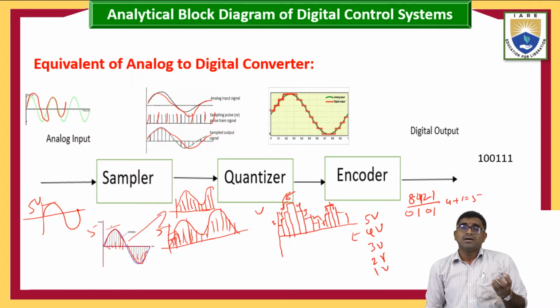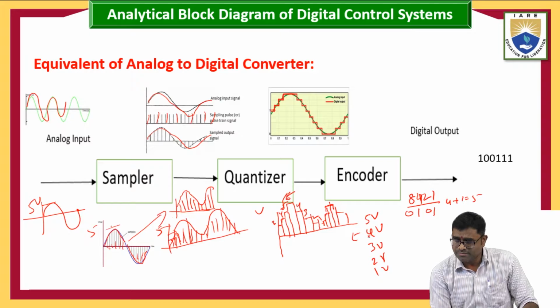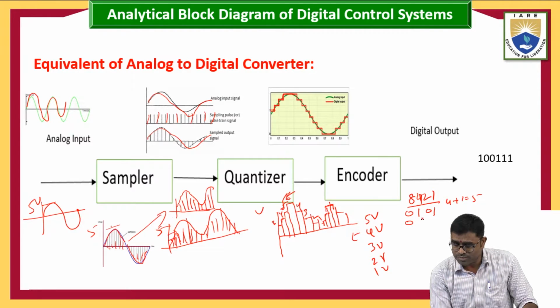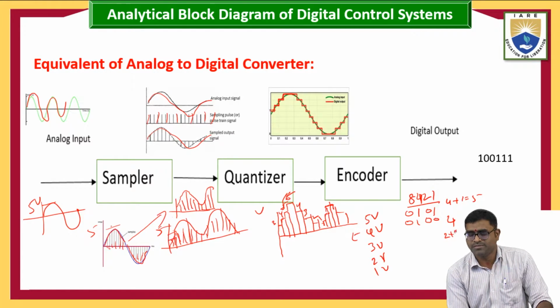This is the conversion of numbers into binary form. 8421 is one of the shortcut methods. For 4 volts, only 4 is positive, no? Only 4 is high, and high is nothing but 1. So it is 0, 1, 0, 0. Next, 3 volts is nothing but 2 plus 1. So the 8 position is 0, the 4 position is 0, the 2 position is 1, and the 1 position is 1.